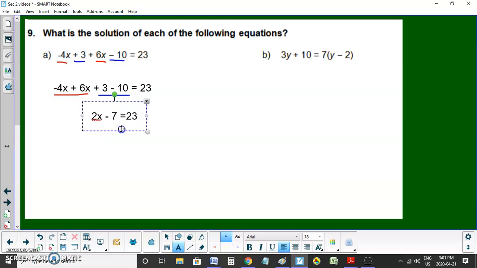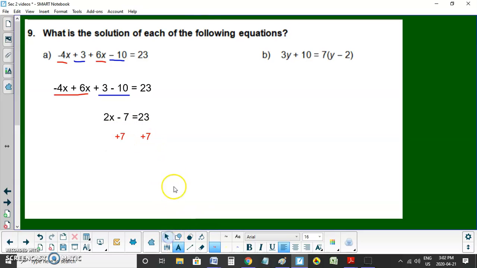Okay, so I'm going to just align my equal signs. I like to have them in a row like this. So positive 3 minus 10, that's minus 7, or negative 7. And now, what do I do to both sides? Well, I can add 7 to both sides. I'm going to add 7 to both sides of the equation.